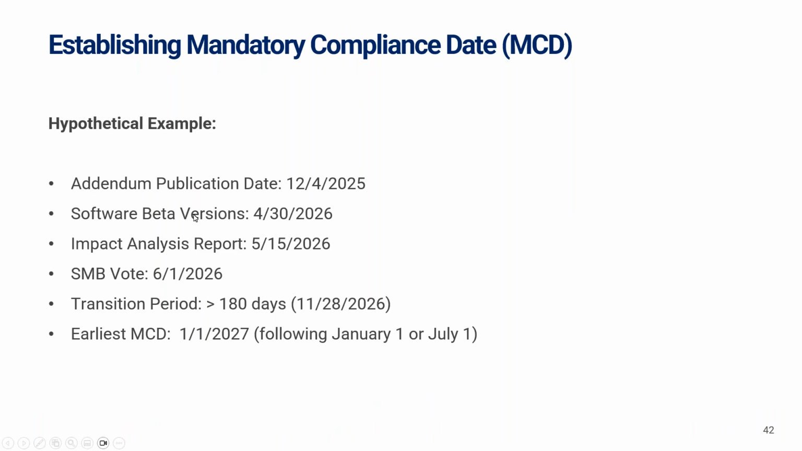Then once we get those beta versions, we can perform our impact analysis, where we look at different homes in different climates to see how much the HERS index is going to change. Once we've done that analysis, we share it with the Standards Management Board. They have to vote to approve it. After that, they have to wait the transition period of at least 180 days. So if they vote on June 1st of next year, that would be November. Then the following January 1 would be January 1, 2027. So that is the earliest mandatory compliance date that we could see for some of these addenda that have not yet been adopted.